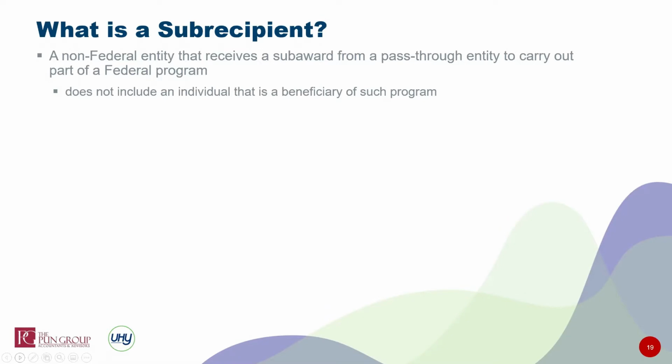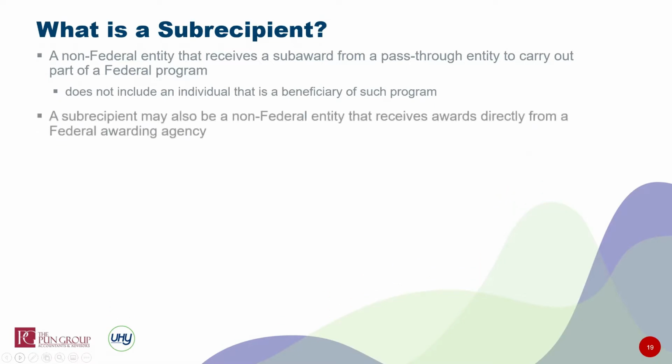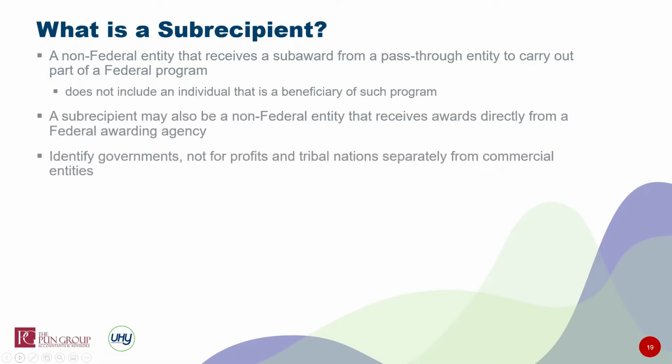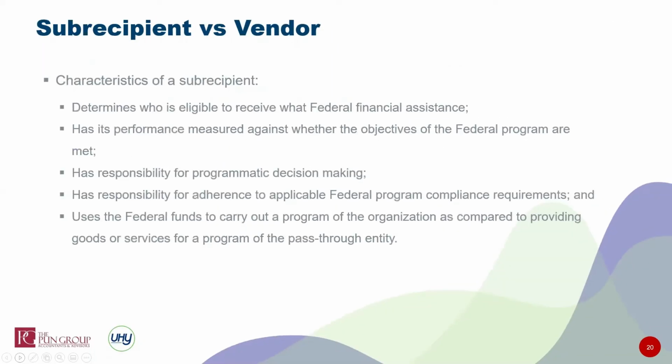The subrecipient may also be a non-federal entity that receives awards directly from the feds, as well as it could be various forms of, could be a nonprofit, it could be a tribal nation, and it also could be a commercial entity. So in looking at subrecipient versus vendor, a subrecipient would determine who is eligible in most cases to receive federal financial assistance. However, I ran into a grant program recently where another agency makes the determination of who is eligible, and the city actually just distributes dollars. So it could be that even the subrecipient in that case isn't making those eligibility determinations.